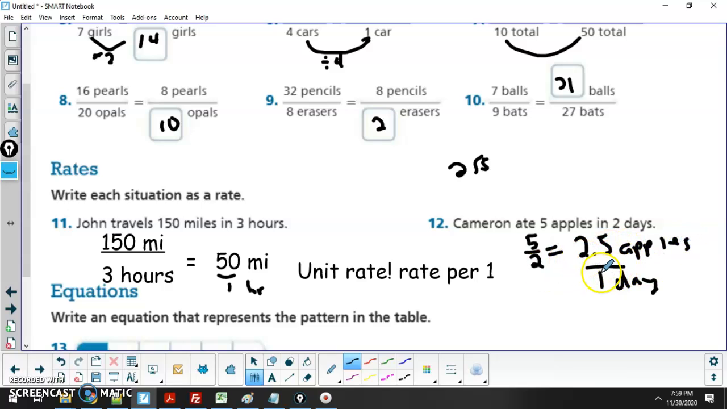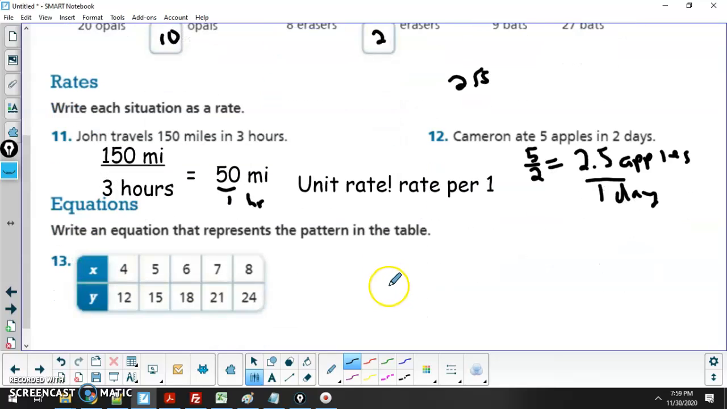That's what we call a unit rate, and that's what we're going to be doing a lot of in the next section. All right, number 13, write an equation to represent the pattern in this table. Anytime it says write an equation, you need an equal sign.